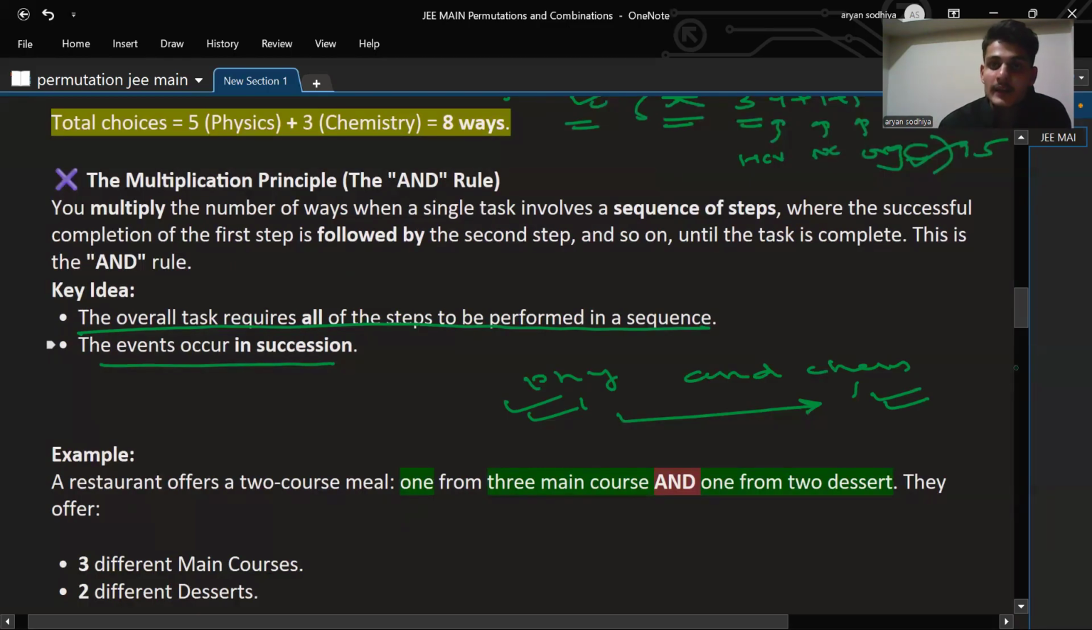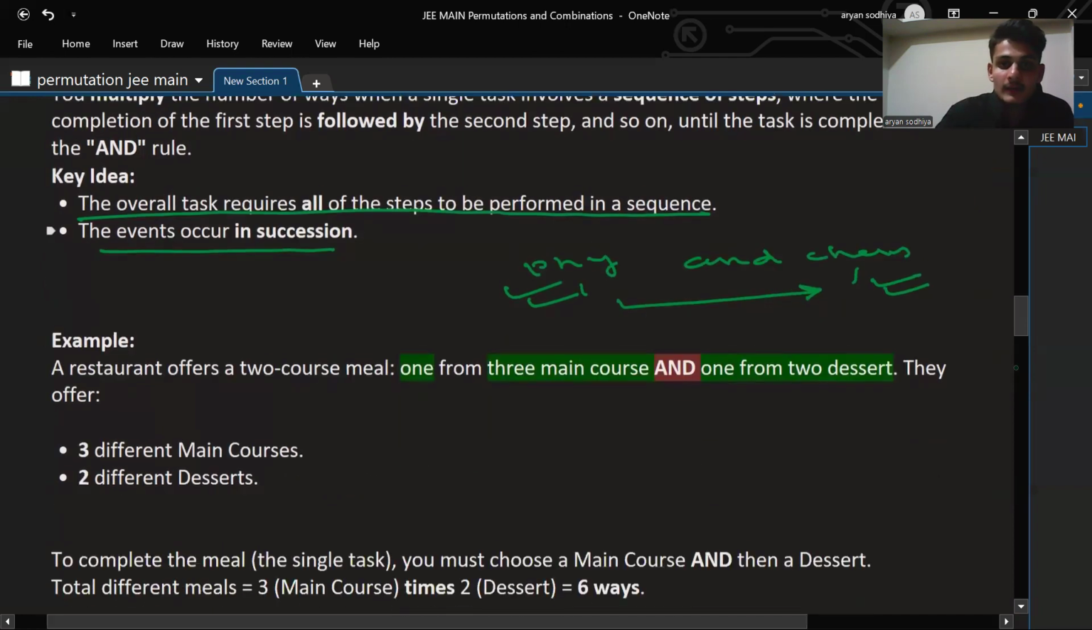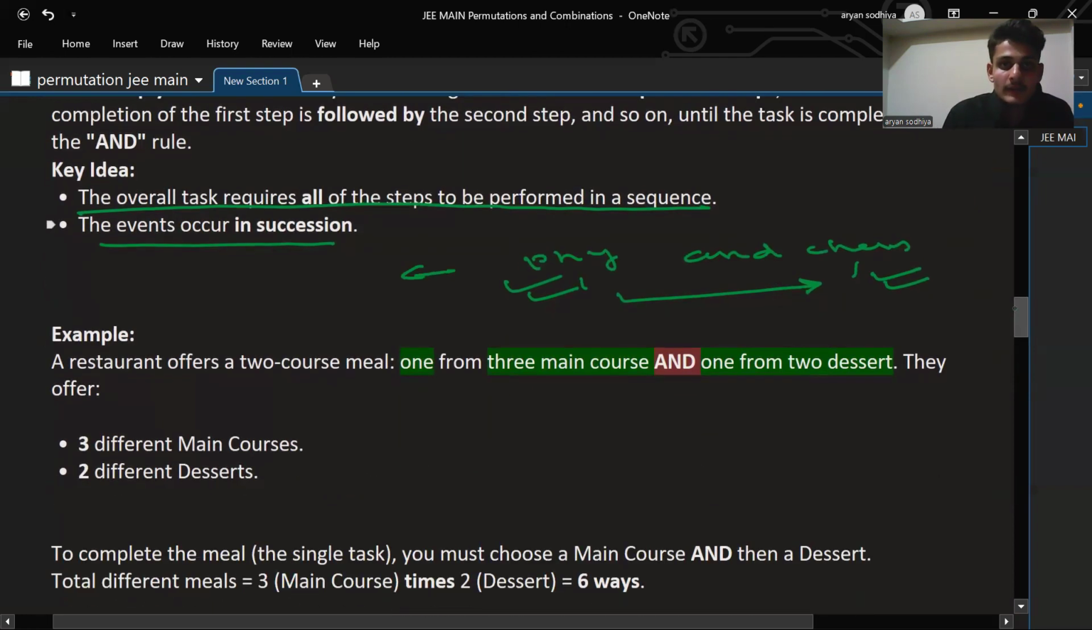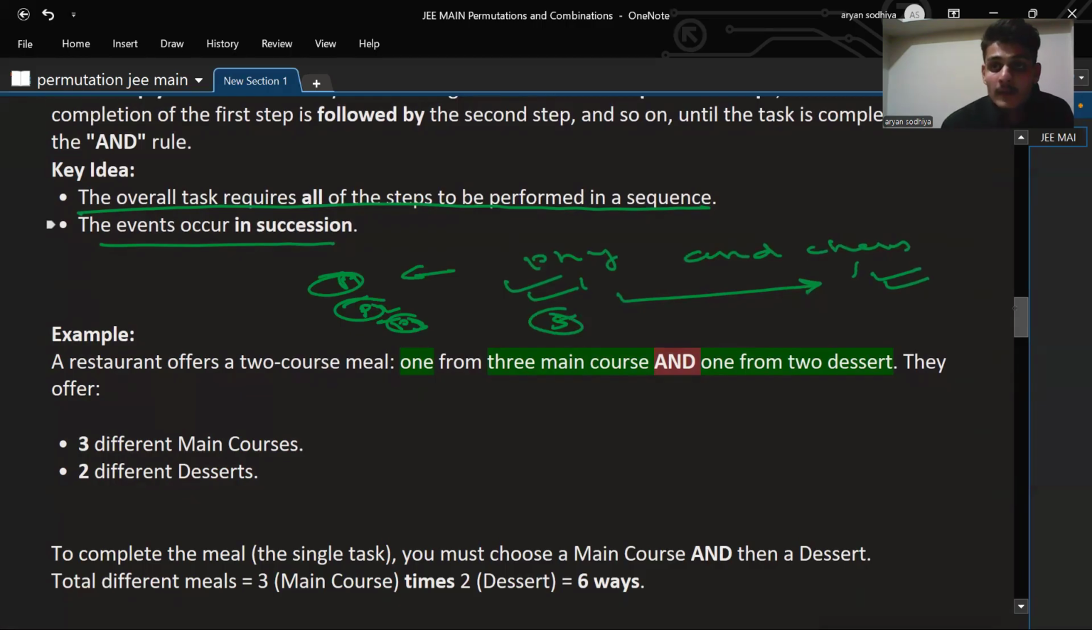Whereas mutually exclusive events are like this: there are 5 physics books, either this one, or this one, or this one. So these are mutually exclusive. You select either of them. There are 5 ways of selecting one among 5 physics books. You need to select one, so these are 5 ways. And again, selecting one chemistry book out of 3 chemistry books, there are 3 ways. And when you multiply, you get the answer.